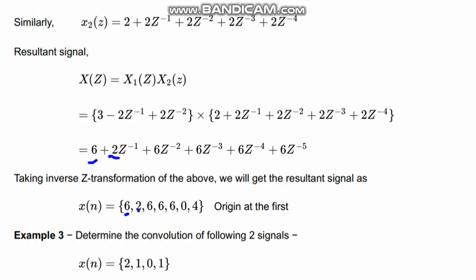So the values of the elements are 6, 6, 6 and 6. Taking the inverse Z transform of the above, we get the resultant signal as 6, 2, 6, 6, 6, 0, 4, with the origin at the first. I think there might be a lot of other values that have to be added there, but first of all we have to find it out.